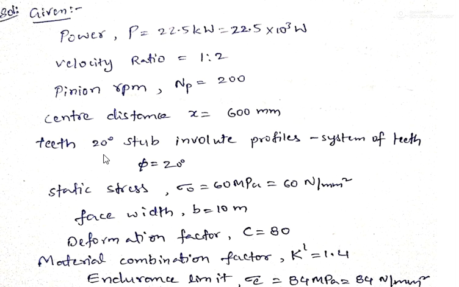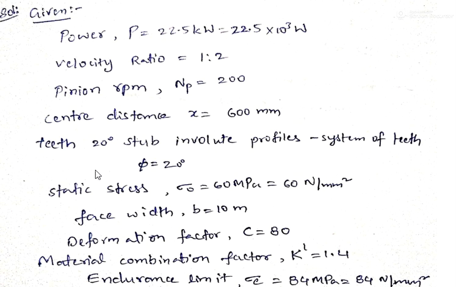Here 20 degrees indicates the pressure angle and the static stress for the gear material is given 60 megapascal, that may be 60 Newton per mm square and the face width is given B, 10 times of the module. The deformation factor is given 80, let us take capital C, and material combination factor is given, let us say capital K dash, 1.4 and endurance limit is given, let us take sigma E, 84 megapascal or 84 Newton per mm square.